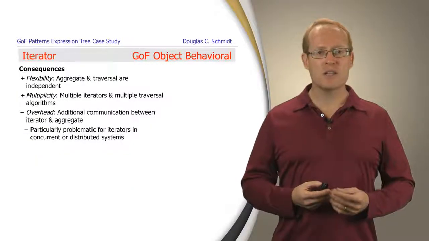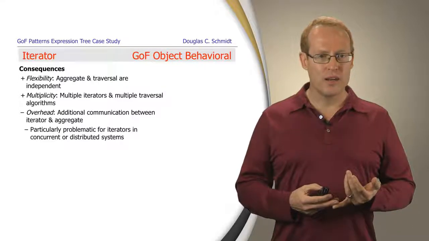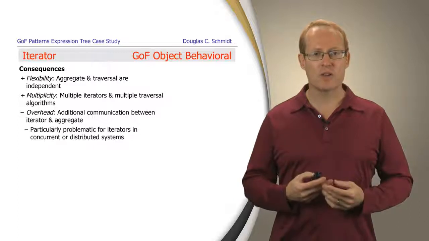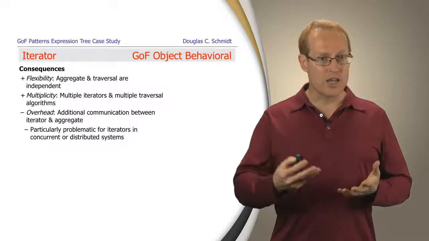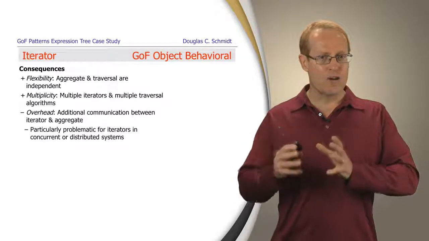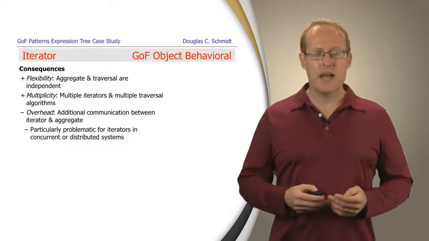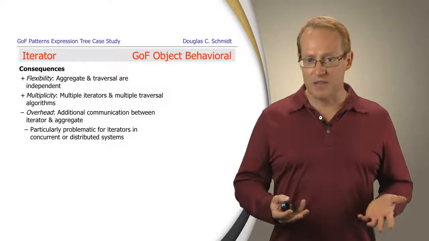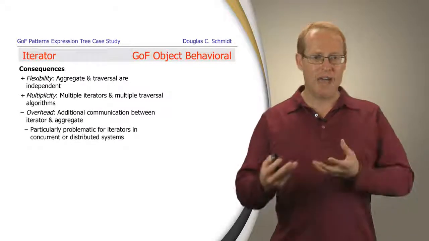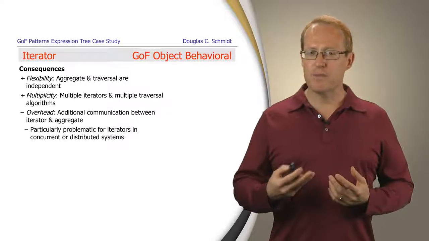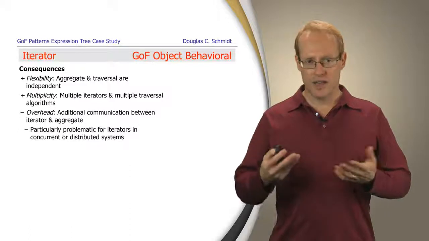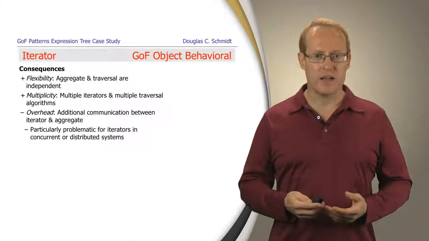The consequences of using iterator: very flexible. You can have the iterator and the aggregate vary in different ways. They're independent of each other largely. You can have multiple iterators traversing over the same aggregate, and they can keep track of their own progress and their own state individually. We also have some downsides, of course. There may be some communication overhead between the iterator and the aggregate. And this communication overhead can be particularly problematic when we start working with concurrent and distributed systems, as we'll talk about in just a second.